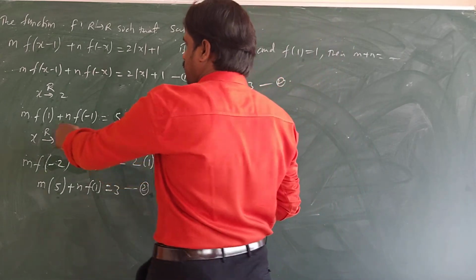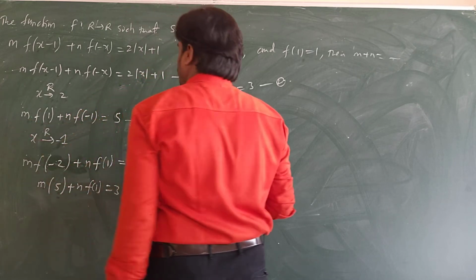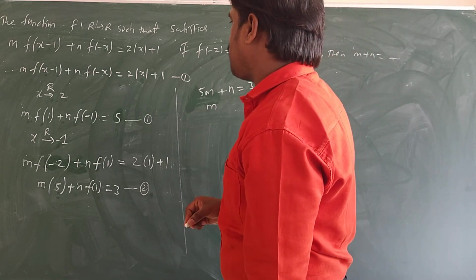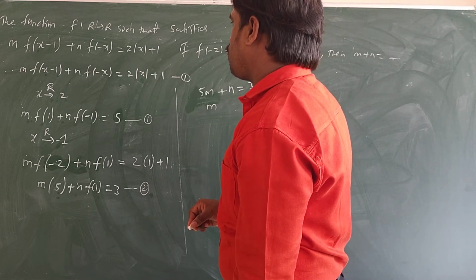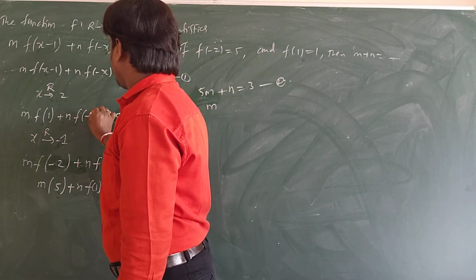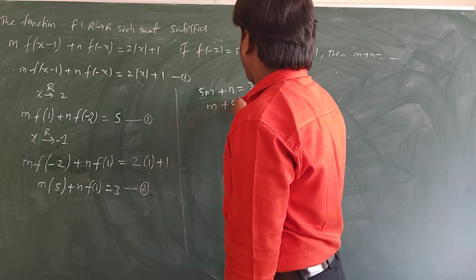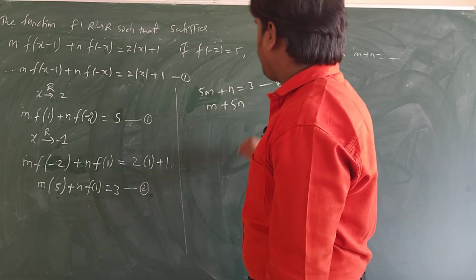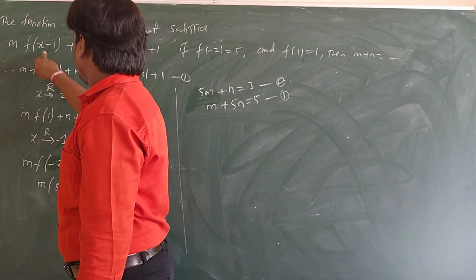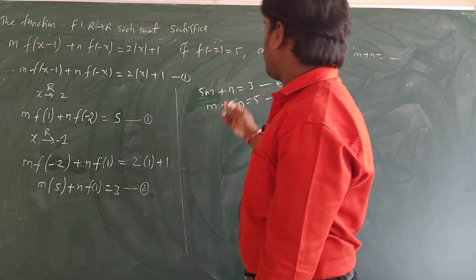In the first equation you get f of 1 is 1. So m into 1 is m plus f of minus 1 is how much? Okay, did I make a mistake here? This will be minus 2, it will be minus 2. f of minus 2 value is how much? Already 5, so 5n. 5n is equal to 5. This is the first equation. We are substituting x as 2, so you get 2 minus 1 is 1 and here minus 2. So f of minus 2 is 5.